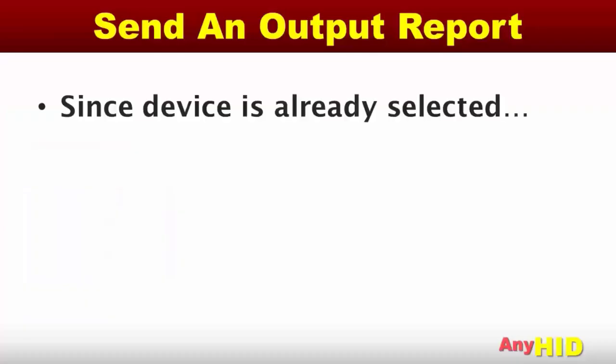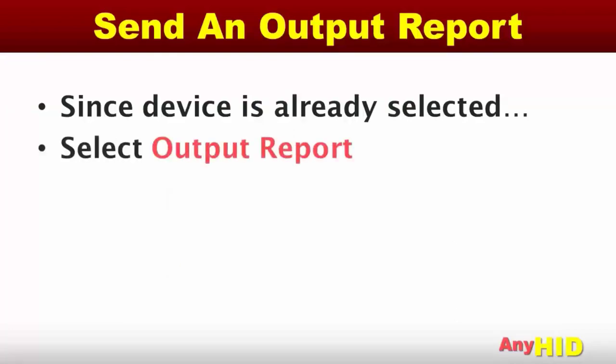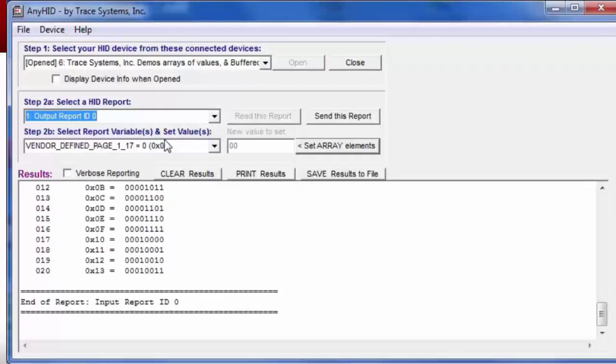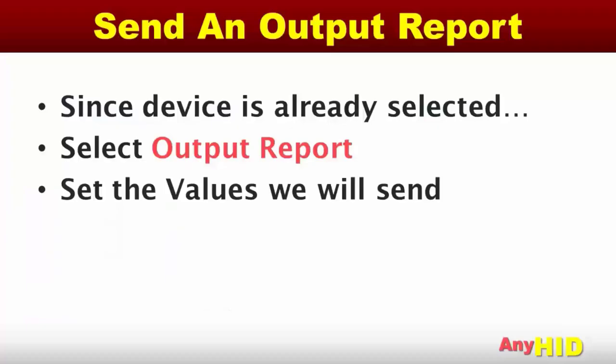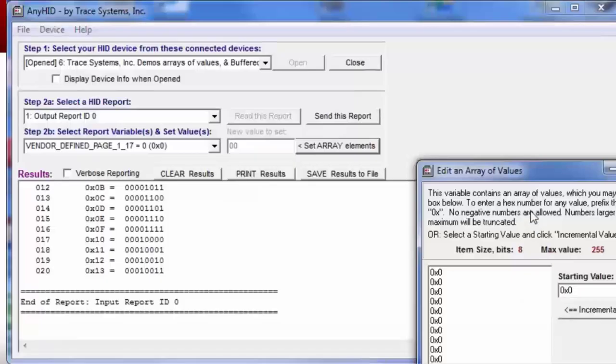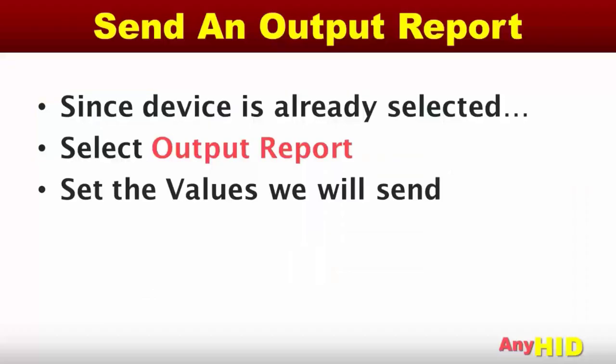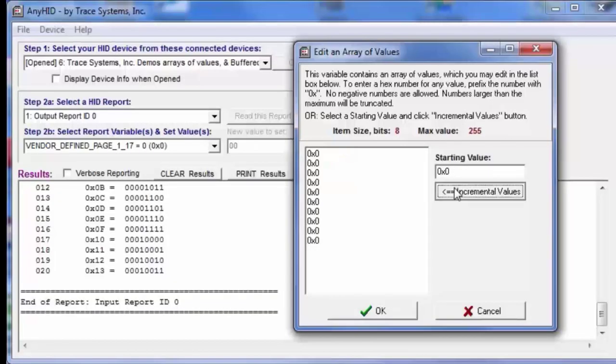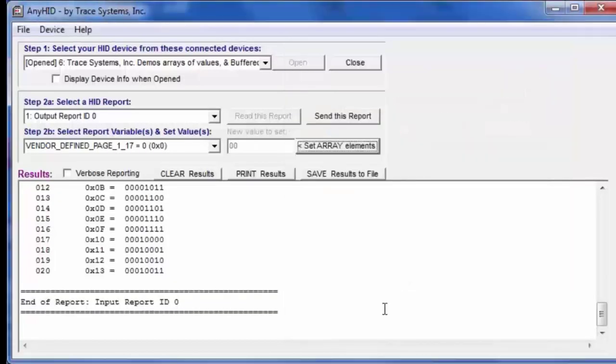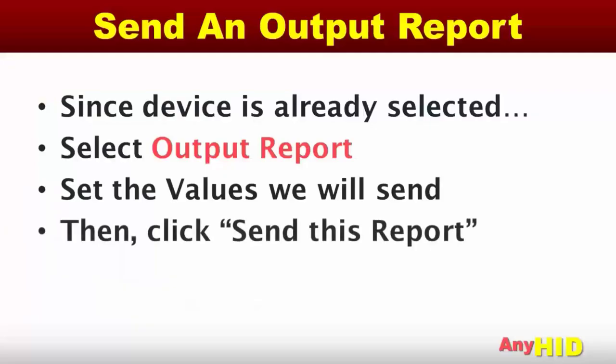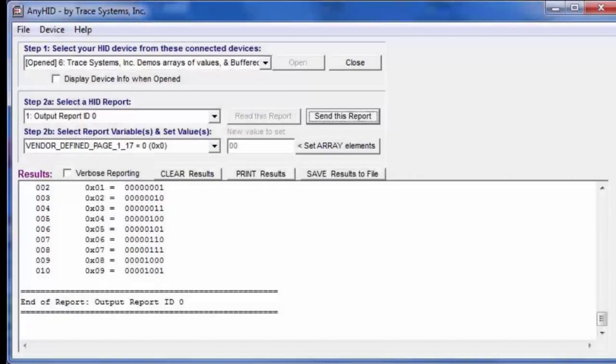Next, let's send an output report to the device. To send an output report, we just need to change the Step 2 drop-down to select Output Report. Next, we need to set the values that we need to send in that output report, the array we will send. That is, we are setting the values of variables that AnyHID will transmit to the device. Edit the values in the array. We'll just send a list of increasing numbers. When we have set the values of those variables, we then click the Send button to send those values to the device. That's it.